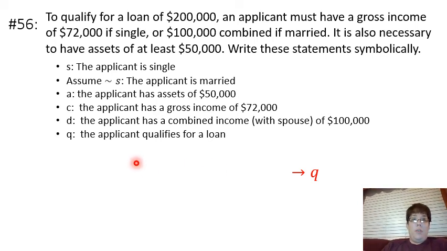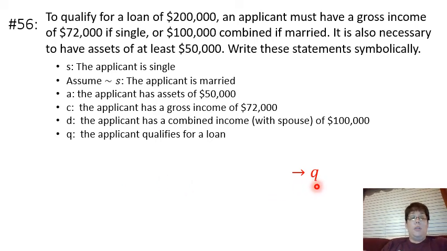Whatever is going to happen over here, and there's going to be a lot of stuff over here, by the way, I know that it is going to imply Q. So I want to know what steps have to happen to imply that Q will happen, in other words, that the applicant qualifies for a loan. All right, now let's take a look at our problem.